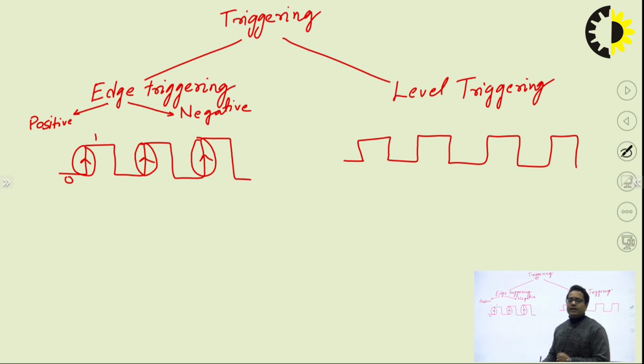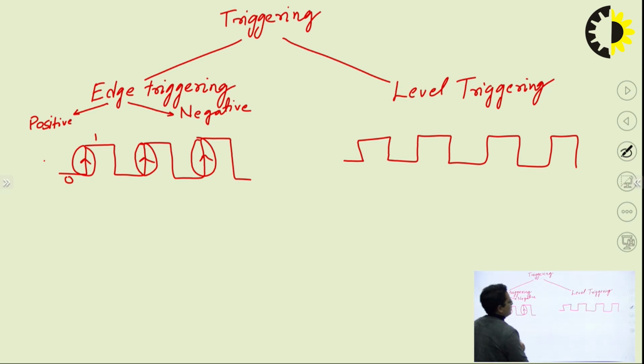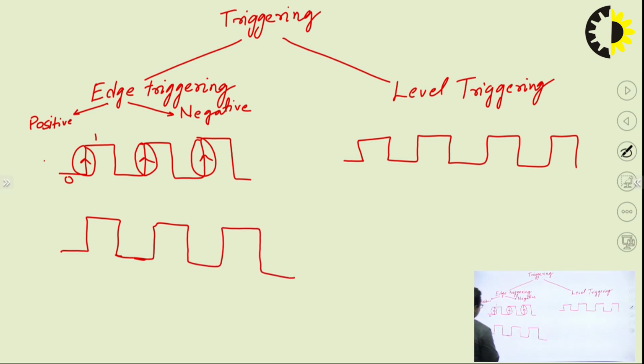Next is negative edge triggering. What is happening in the case of negative edge triggering? Suppose I again take this example: 1 0 0 1 0 1. So here there is a negative edge triggering, right?